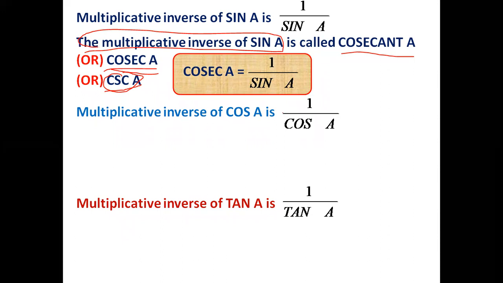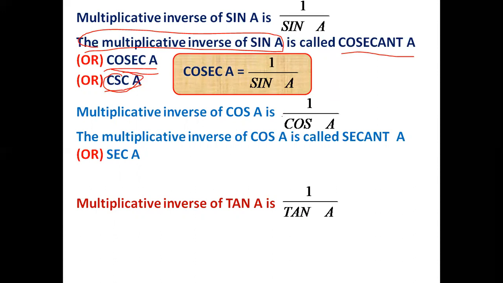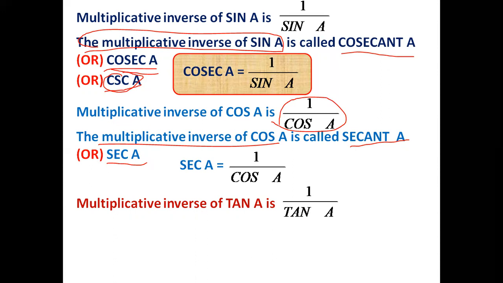Now, next, the multiplicative inverse of cos A is called secant A or sec A. So sec A is equal to, what is sec A? That is the multiplicative inverse of cos A. What is the multiplicative inverse of cos A? That is 1 by cos A. So sec A can be equated to 1 by cos A. This also you have to remember as a formula. Sec A is equal to 1 by cos A.